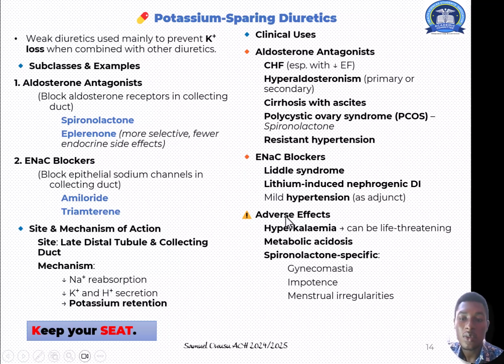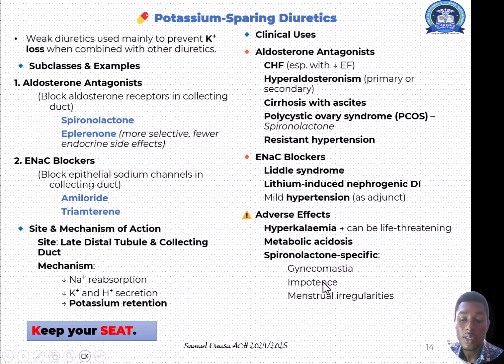The adverse effects are that because there is decreased potassium secretion, it is going to cause hyperkalemia, and then metabolic acidosis because of the decreased levels of H+ ion being secreted. Spironolactone specifically can cause gynecomastia. This is something you want to remember in the exams. Which agent causes gynecomastia? That's spironolactone.